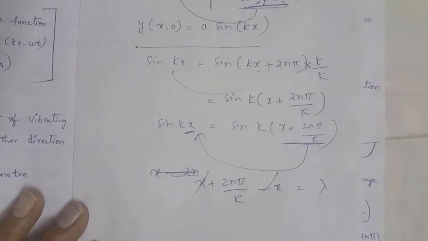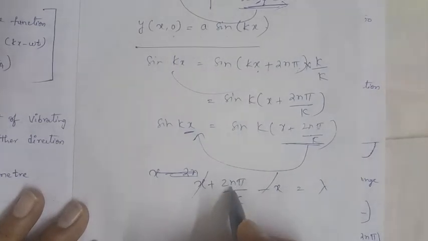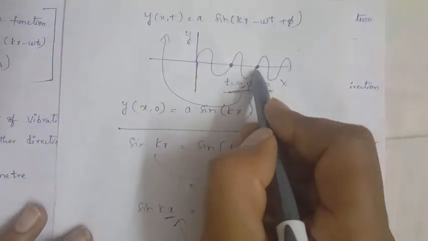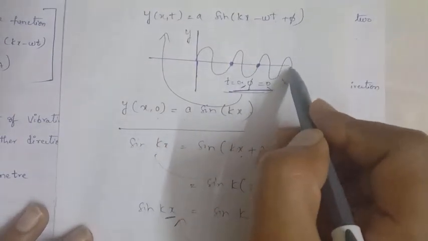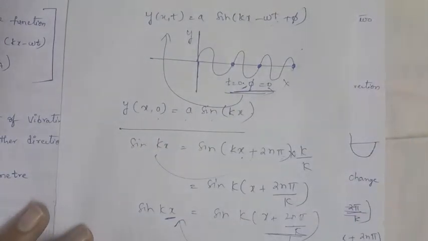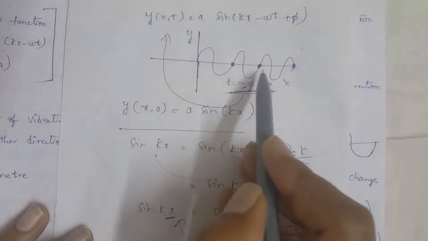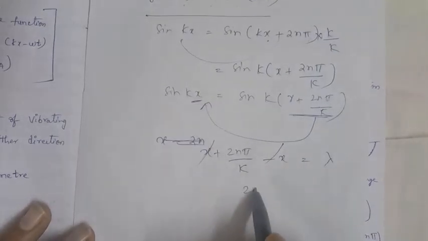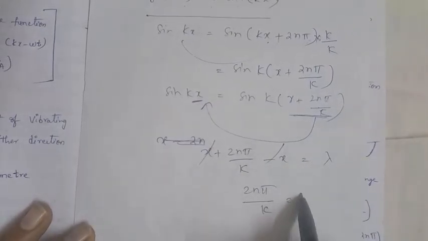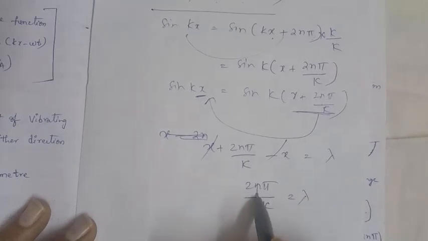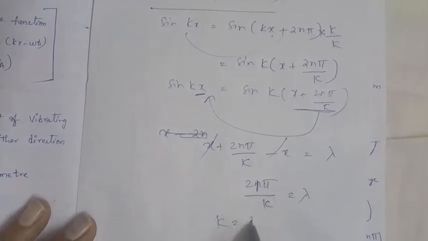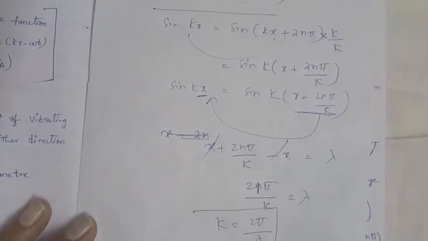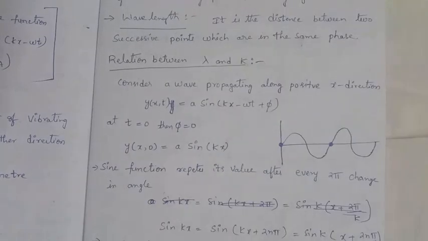So x gets cancelled. For n equal to 1 is this point, and again n equal to 2 is this point. The minimum distance is for n equal to 1. So 2n pi by k is equal to lambda, and at n equal to 1, k is equal to 2 pi by lambda. It is the expression. So all of you observe this.